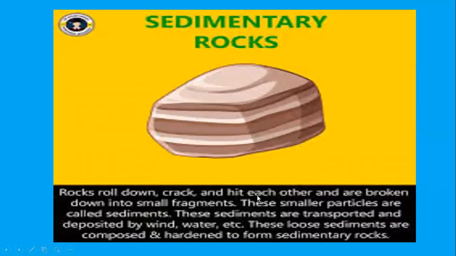Second is the sedimentary rocks. Rocks roll down, crack, and hit each other and are broken into small fragments. These small particles are known as sediments. These sediments are transported and deposited by the wind and water, and when they become compressed and hardened, they form sedimentary rocks. Let me explain with the diagram.